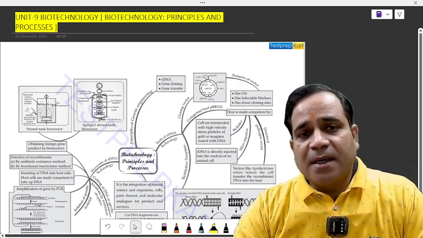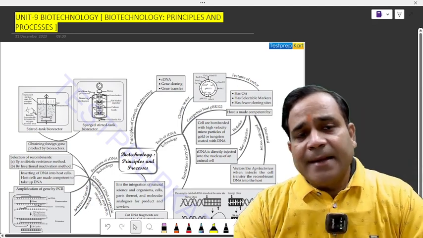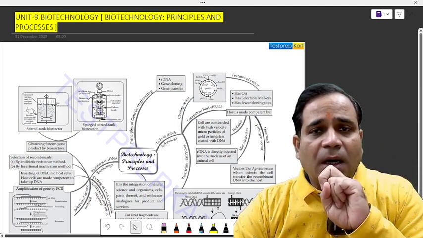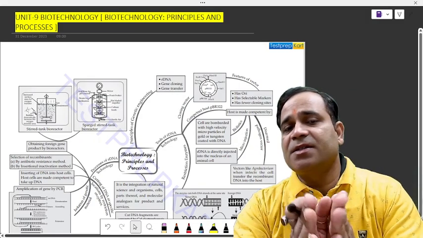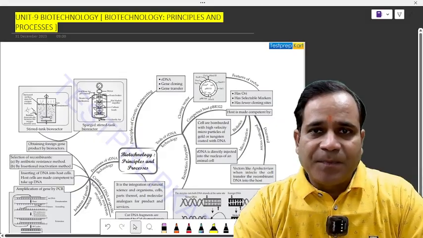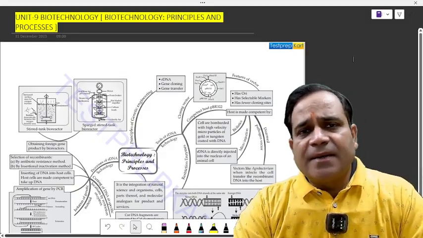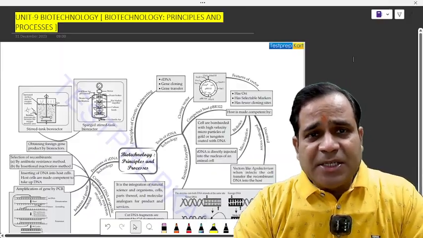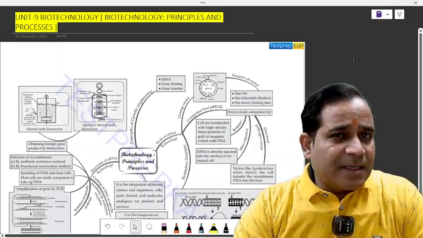Before we start, let's see what we should study here. In biotechnology, we have to study in two ways. First, the principles and processes, and then after that we study the applications. So first we see the principles and their processes, then in the next chapter we start the applications. So, Unit 9 Biotechnology, Class 12.